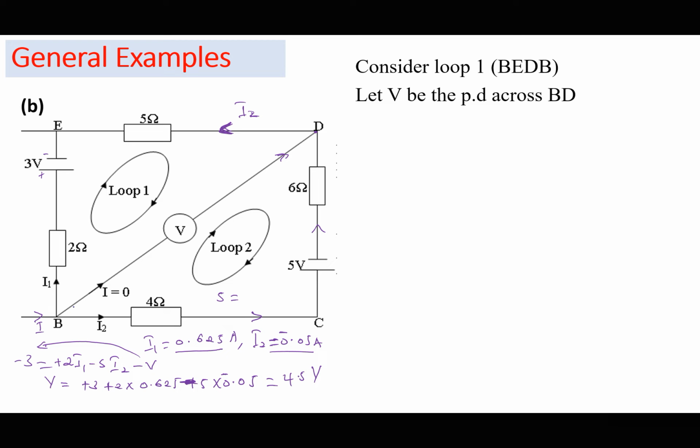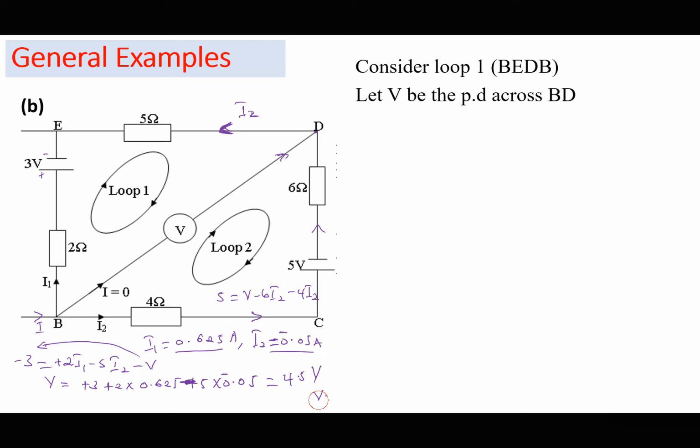I'm moving from B to D. So here the PD is going to be positive V, because D to B was negative V, so B to D should be positive V. Then D to C, the current is in the opposite direction, so it will be negative 6 I2. Then C to B, the current is in the opposite direction, so it should be negative 4 I2. So remember I2 was 0.625. So if I solve this, I should be able to get the same thing.